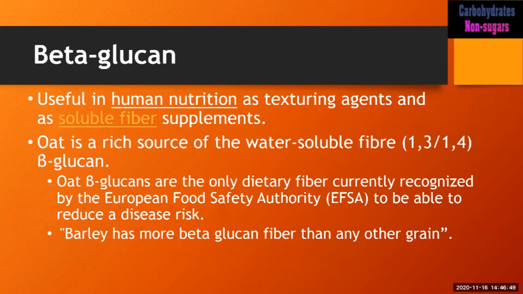An example is oat fiber, which is a rich source of water-soluble fiber with beta-1,3 and beta-1,4 linkages. Oat beta glucans are a dietary fiber currently recognized as safe and able to reduce disease risk. Likewise, barley also has beta glucan fiber, and more than any other type of grain.